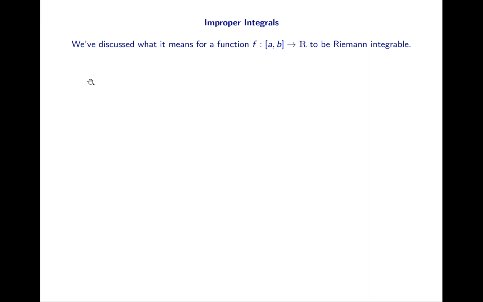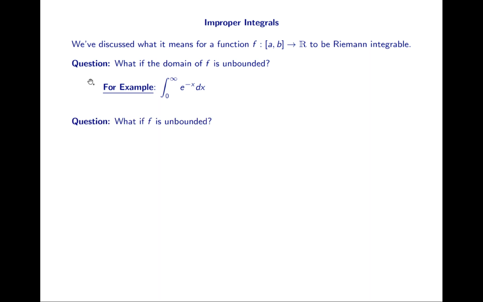As I said, we've discussed what it means for a function to be Riemann integrable. But what if the domain of f is unbounded? For example, integrating e to the negative x from 0 to infinity. Or what if f is unbounded, as in the example we just saw, the integral from 0 to 1 of 1 over the square root of x?